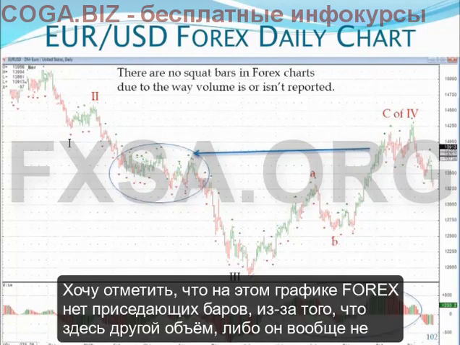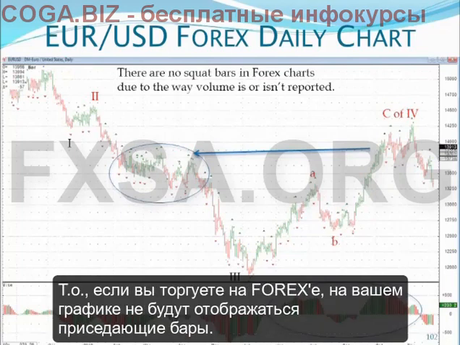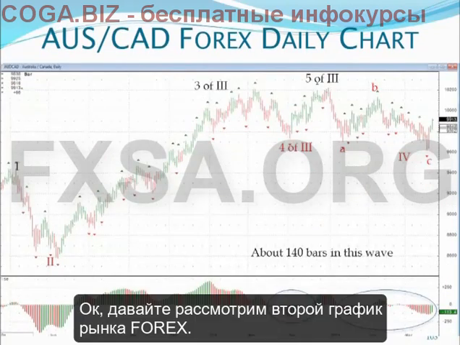Now, I do have noticed here there is no squat bars in the Forex chart due to the way volume is or isn't reported. So if you're trading Forex, you're not going to have squat bars present on your chart. Okay, let's look at our second Forex chart.